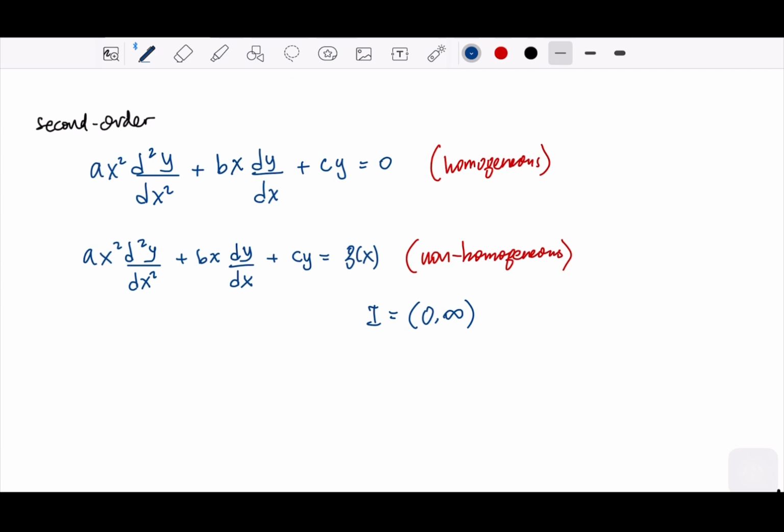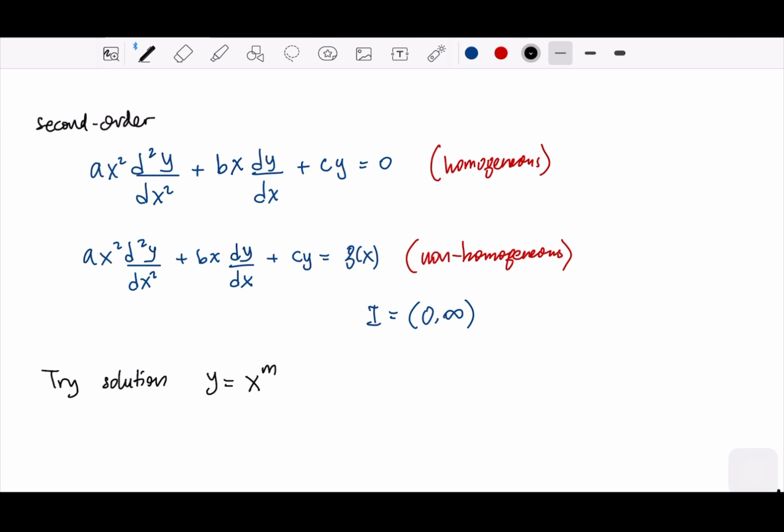Okay, now the first thing we need is to try the solution y equals x with power of m, where m is something that we are going to determine. So it's similar to the previous one. The previous one, we were taking e with power of something, but now we are going to check with x to the power of m.